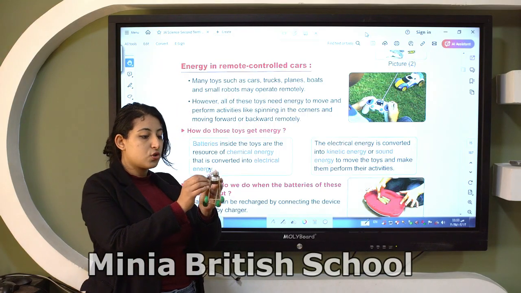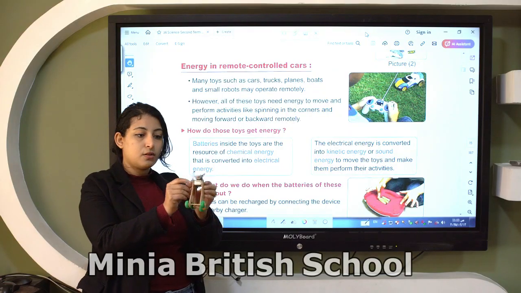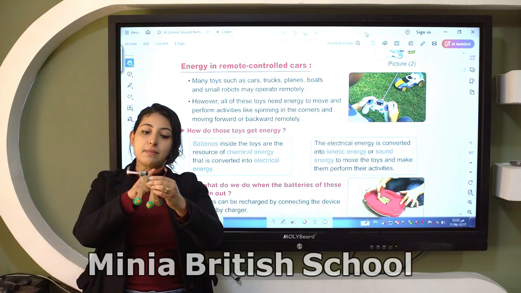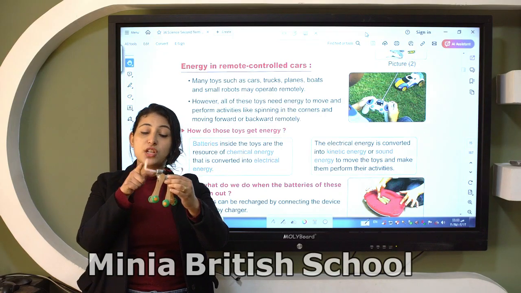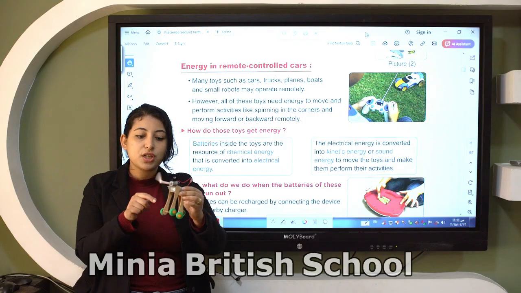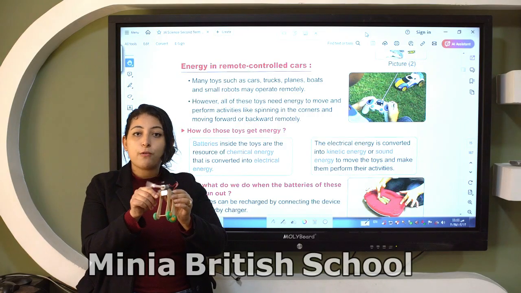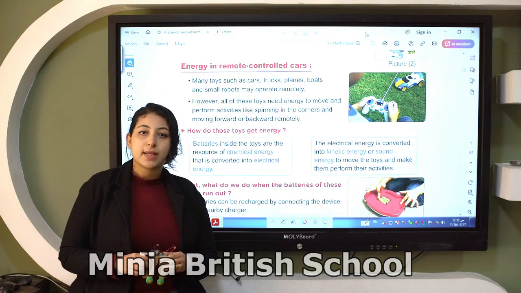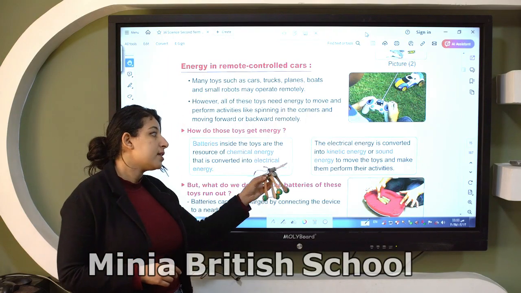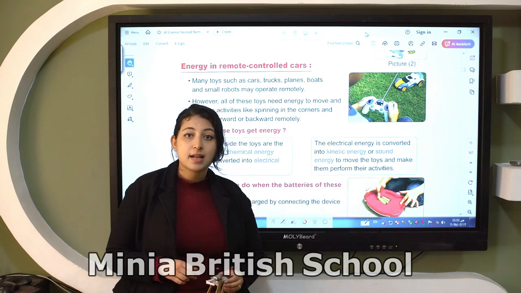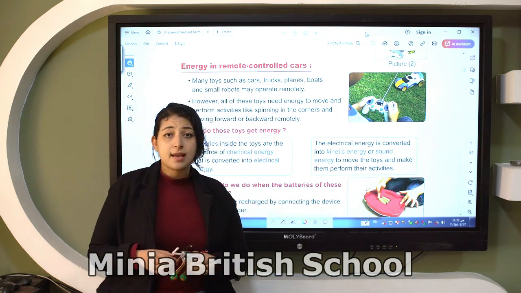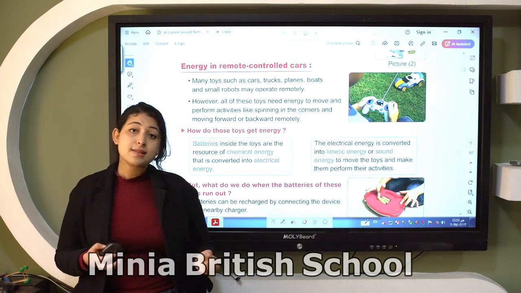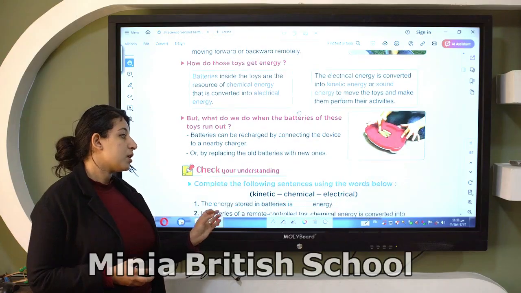When I turn on the switch like this, what will happen? It will move. So I can say chemical energy changes into electric energy, and finally changes into kinetic energy when the toy car moves. I can also hear sound energy, right? So I can say sound energy is also produced with kinetic energy, and maybe also light in some toys. Okay, that was the energy chain of the toy car.